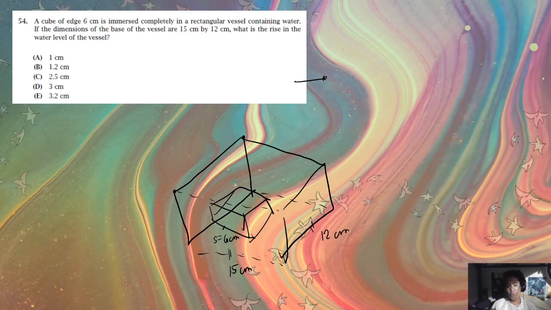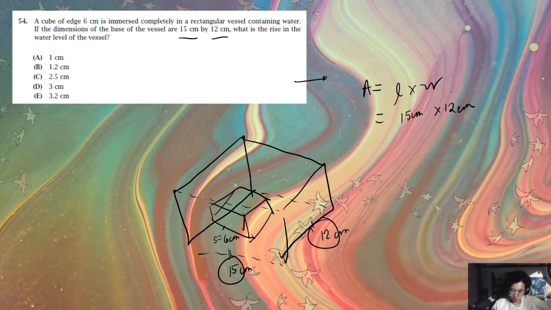Our first clue is that the base has dimensions 15 by 12. If we want to find the area of the base of a cuboid, what's going to be our formula? That's just length times width, kind of like finding the area of a rectangle. So that's 15 centimeters multiplied by 12 centimeters. 15 times 12 is simply 180. So we have 180 square centimeters. That's the base area of our rectangular cuboid.